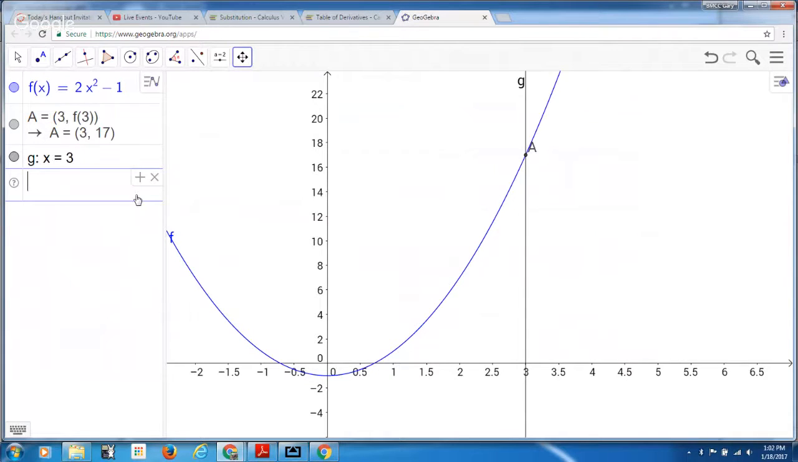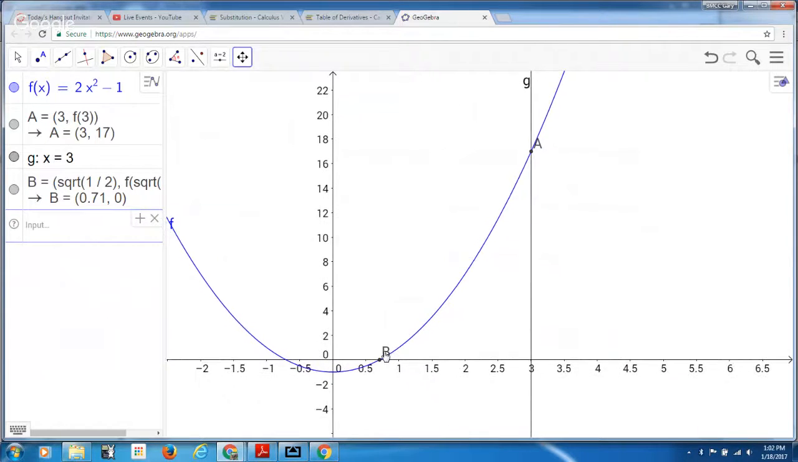So in GeoGebra, since this is called f, to do a point, I start with parentheses and say I want the point square root of 1/2, comma f of square root of 1/2. That looks all right. And I should do that point B down there. So that's where I want to split things up, at that point B. So my integral has to be broken into two chunks.